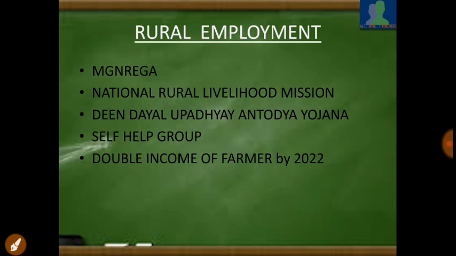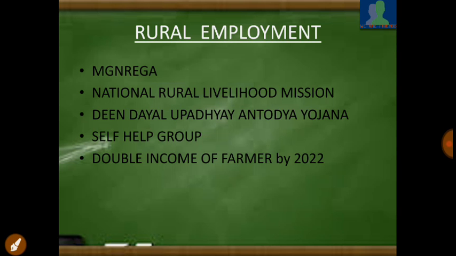So another sector is rural employment. Under this, the first one is MGNREGA. We all know that MGNREGA provides 100 days employment guarantee to rural people, so nothing much to talk about it. Another is the National Rural Livelihood Mission. This mission aims to provide capability to rural youth, so that they can utilize local resources to generate their own livelihood. Next one is Deen Dayal Upadhyay Antyodaya Yojana.